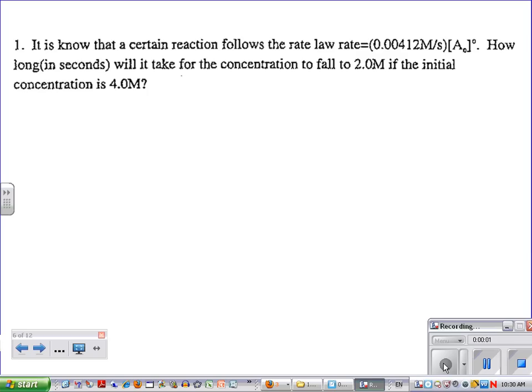Time for part 2 of our time integrated equations. This is where we do some sample problems. I'm going to try and go through this kind of quickly, so you might have to pause if you're trying to write this stuff down along the way.